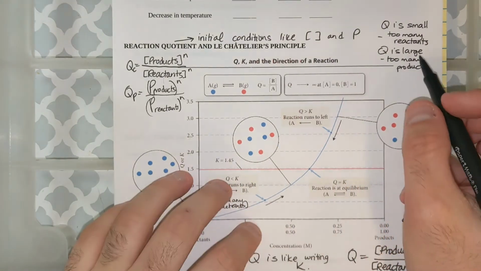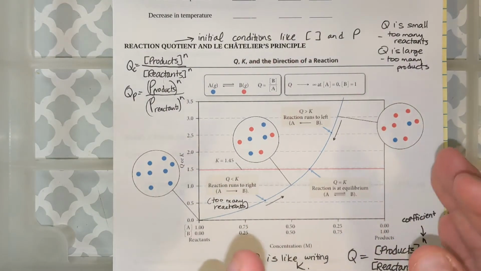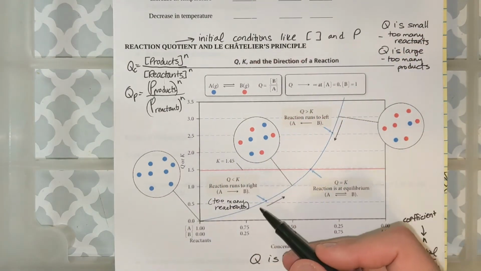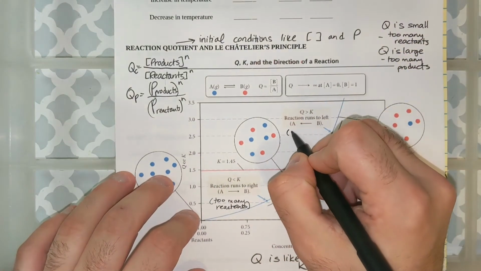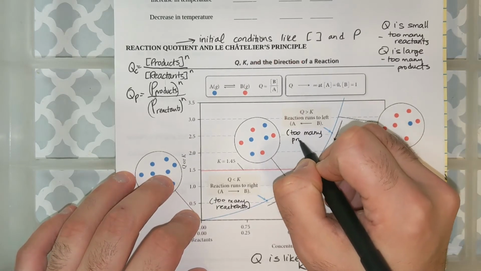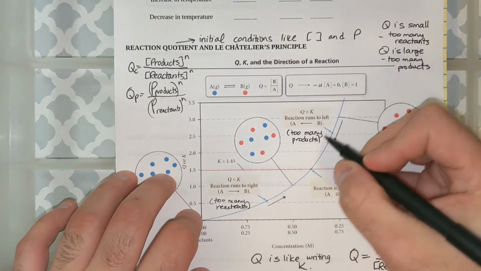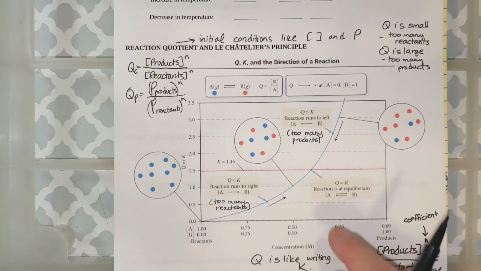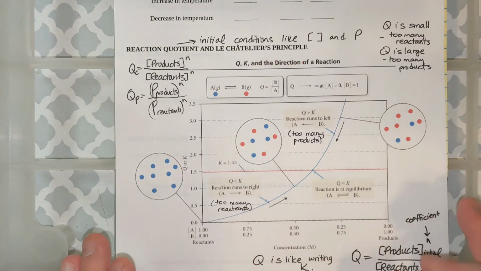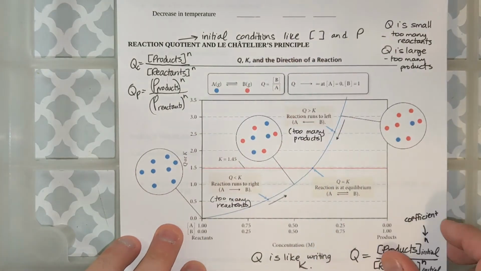Now the opposite happens if Q is too large. That means I have too many products. So I've got to go back now. I have too many products, so I've got to shift to the left, go to my reactant side. I'm going to shift to the left and make more reactants. And then when Q is equal to K, nothing's going to happen. We're good.